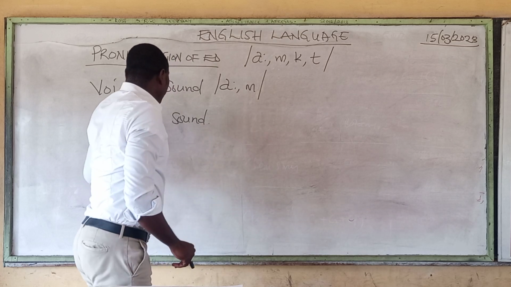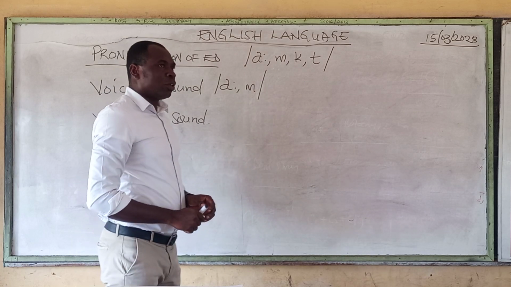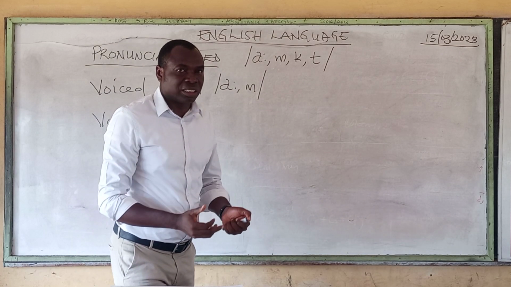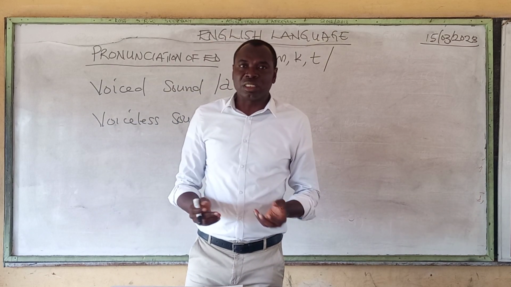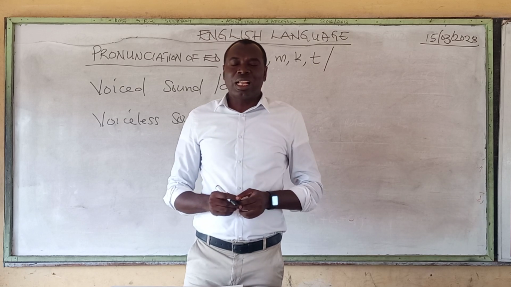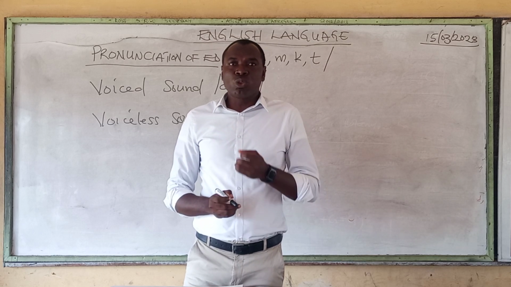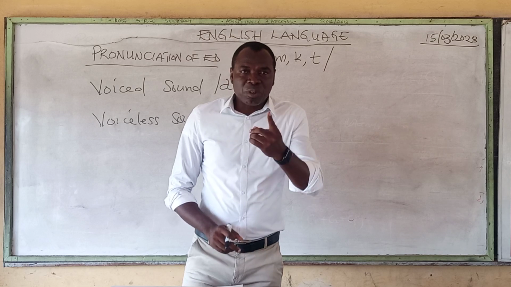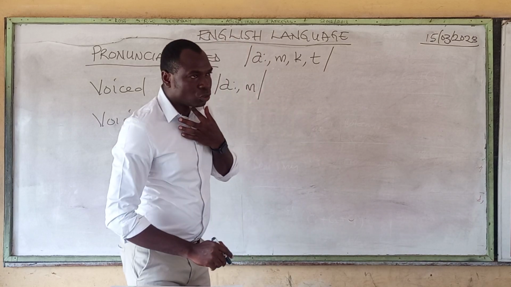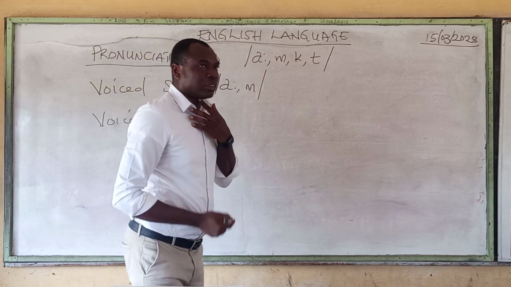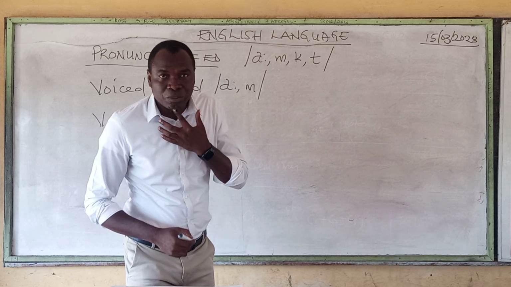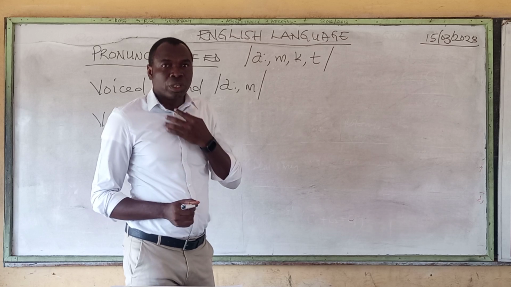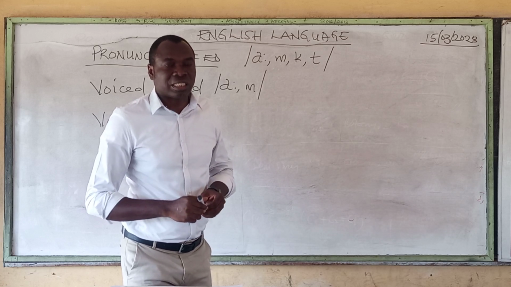Now let's come to the voiceless sound. When we say a sound is voiceless, it means that when you're producing it, there's no vibration in the vocal tract. You can do this by putting the tip of the finger on the vocal tract and trying to produce the sound. When the vocal tract doesn't vibrate, then that sound is a voiceless sound.